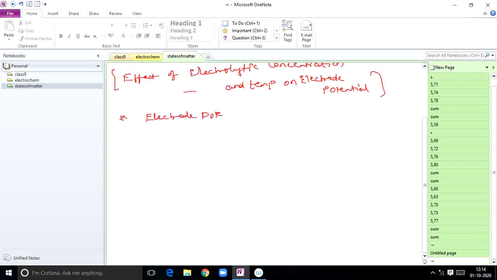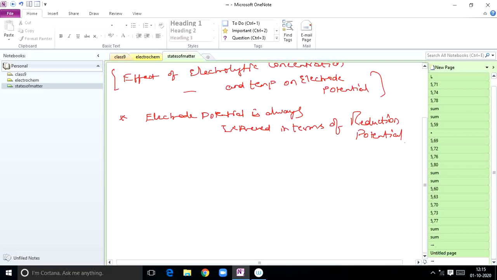electrode potential is always expressed in terms of reduction potential. So in any Nernst equation, we have to take electrode potential in terms of reduction potential value. Now for that, consider an electrode reaction.